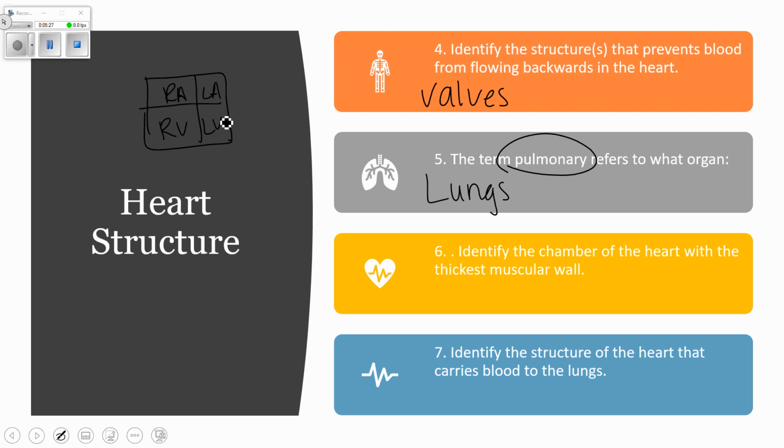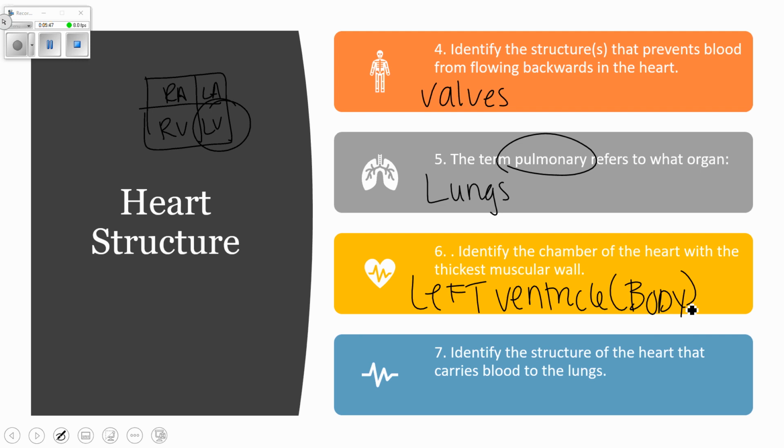The one that's actually transporting it to the lungs, that blood doesn't have as far to go. The part that's going to be the most muscular is going to be the left ventricle. And again, that's because it's going to pump to the entire body. Identify the structure that carries blood to the lungs.